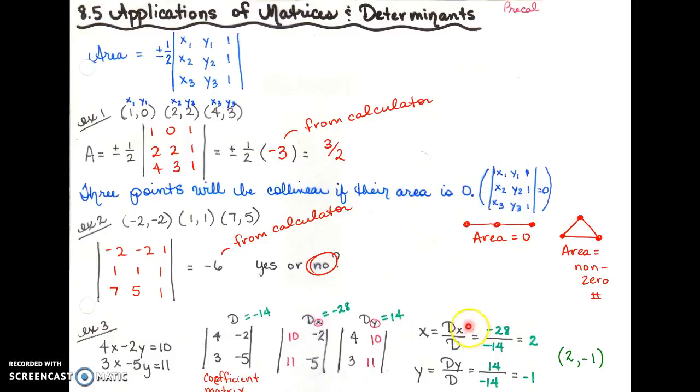X will be equal to D sub x divided by D, and y will be equal to D sub y divided by D. So if I come over here, D sub x was -28 and D was -14. So -28 over -14 would give me 2. And D sub y was 14 and D was -14. So 14 over -14 would give me -1. And that would be the solution to that system, (2, -1).